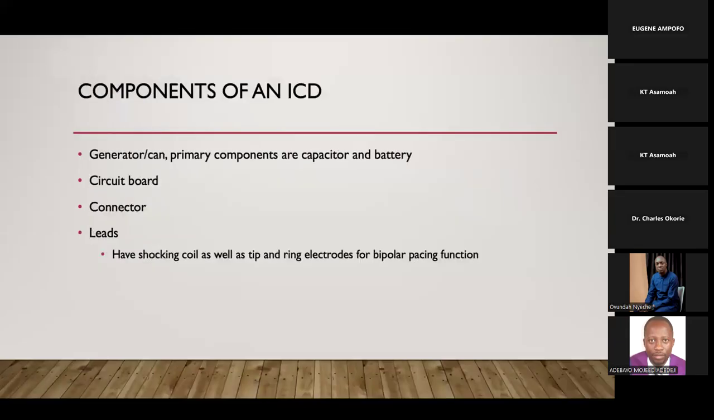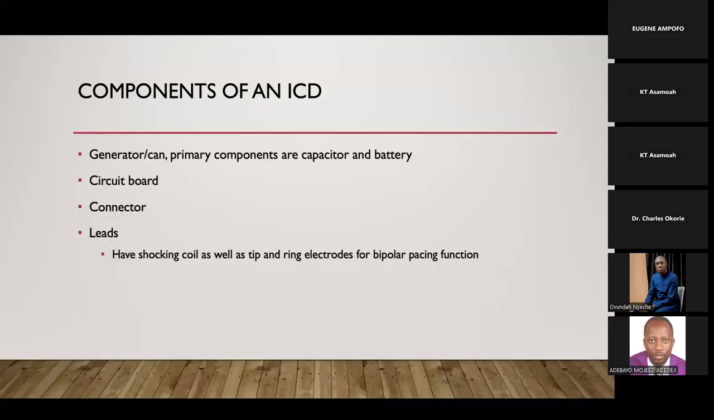So just to look at the components of the device, we have the generator or the can, and within this we have the capacitor, the battery, the circuit board, and the connector. And then we have the leads as well. Sorry, can I be heard?